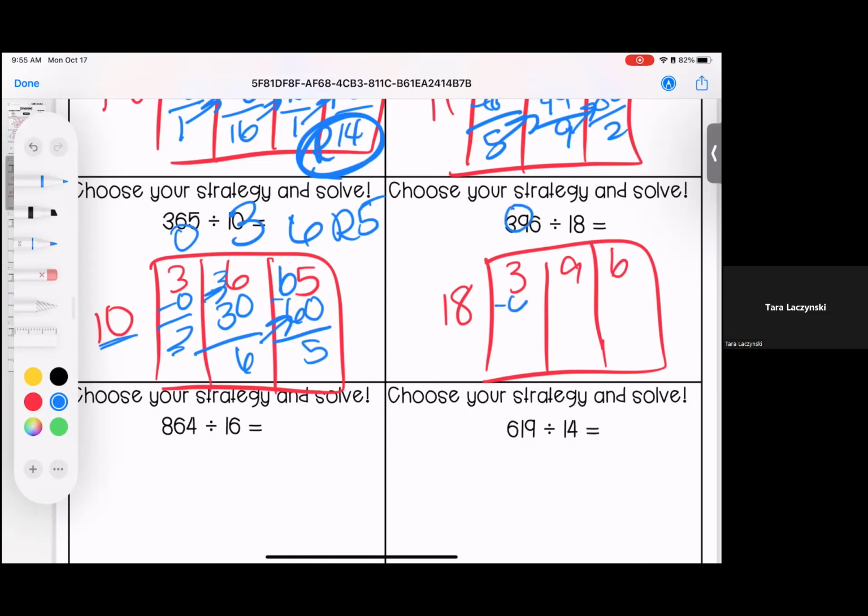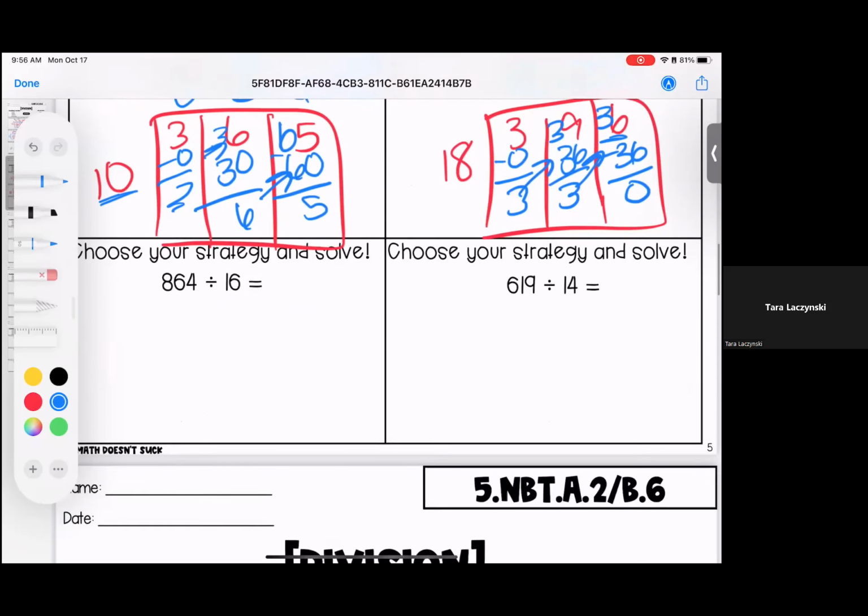18 does not go into 3. It does go into 39. It is going to go into 39 2 times because 18 times 2 gives me 36. When I subtract, I get 3. I bring it next door. I notice a match. 36. That's what worked for me last time, which means I have no remainder. My answer is 22. All right, 2 more on this page, loves.